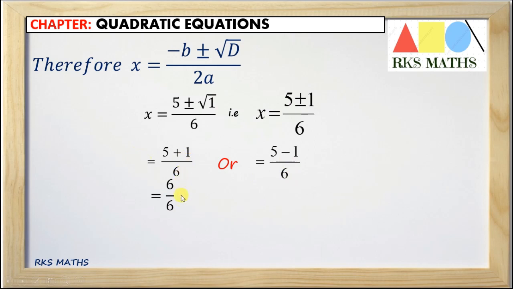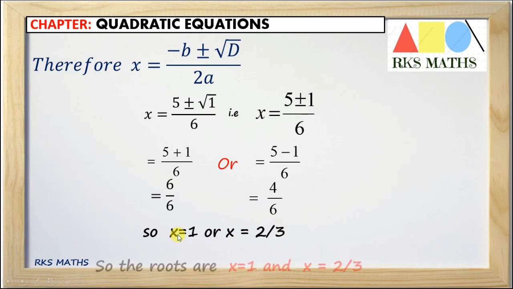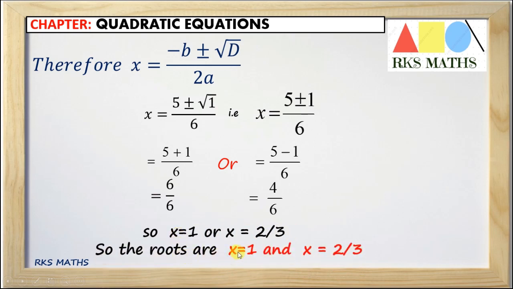Student, 5 plus 1 upon 6 is equal to 6 upon 6, and 5 minus 1 upon 6 is equal to 4 upon 6. This 6 upon 6 will become 1, and this 4 upon 6 will become 2 by 3. So what is the value of x we obtain? We obtain x is equal to 1, or x is equal to 2 by 3. So these are the roots of the given quadratic equation: x is equal to 1 and x is equal to 2 by 3.